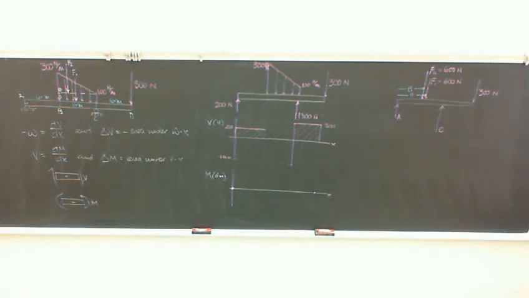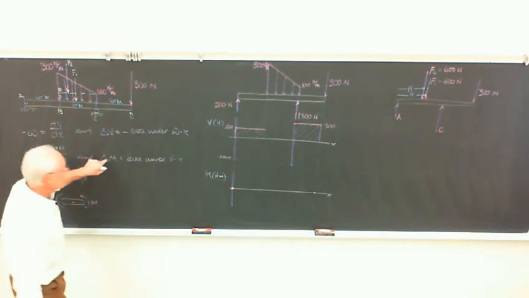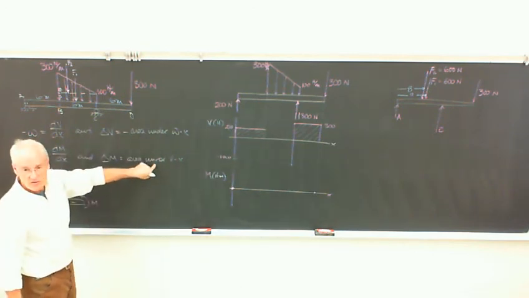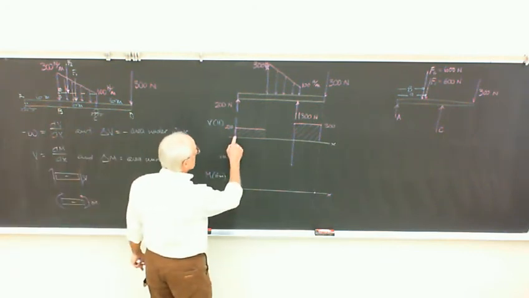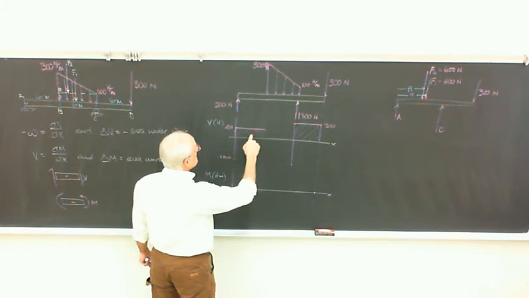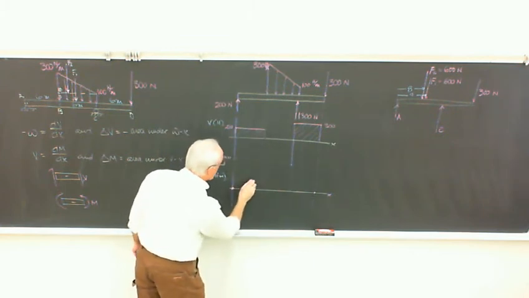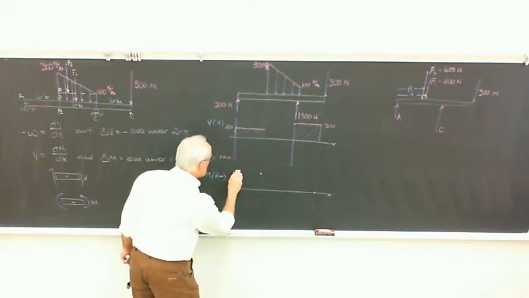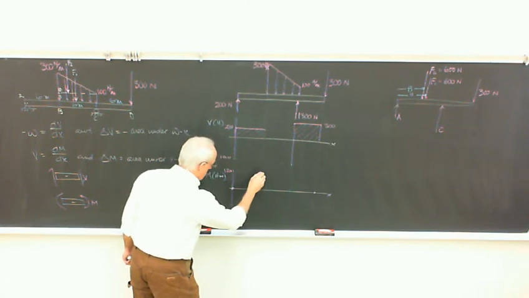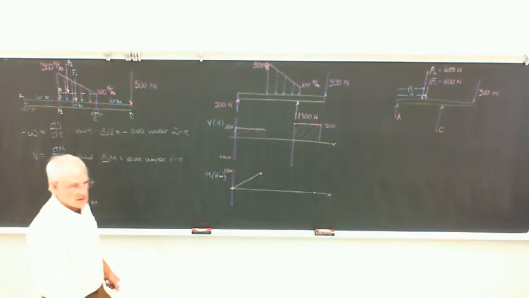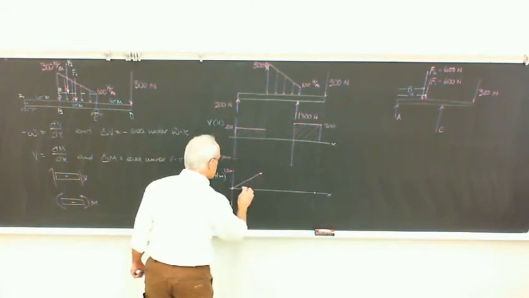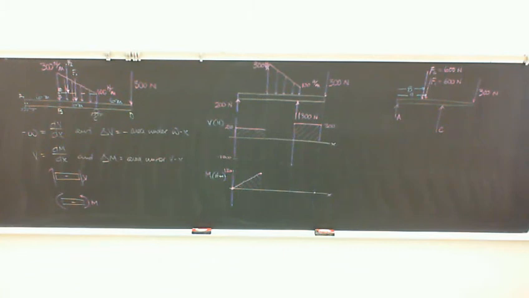Do we know where? Well, remember the change in moment is the area under the shear curve between any two points. So between here and here, the area is 200 times 6, 1,200. So we know that it goes up to 1,200, and is linear in between because the shear is constant in between. You can do that kind of thing on the other end as well. So see if that doesn't help you out a little bit.